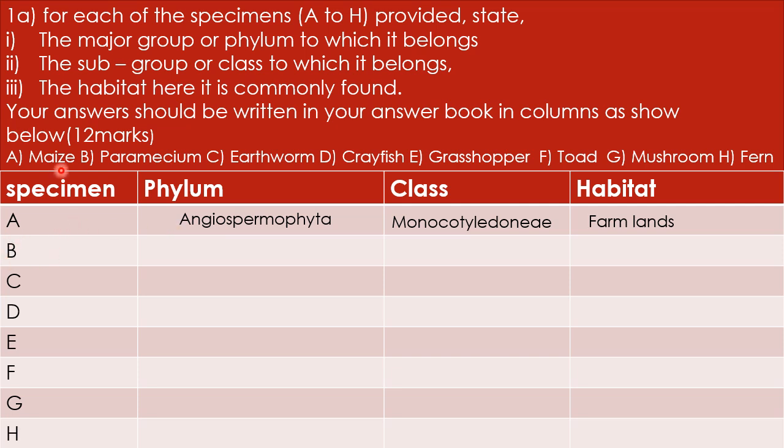Then friends, B. What's B? B is paramecium. So what's the phylum of paramecium, guys? Good. Phylum Ciliophora. Great. Therefore, then the class, guys.